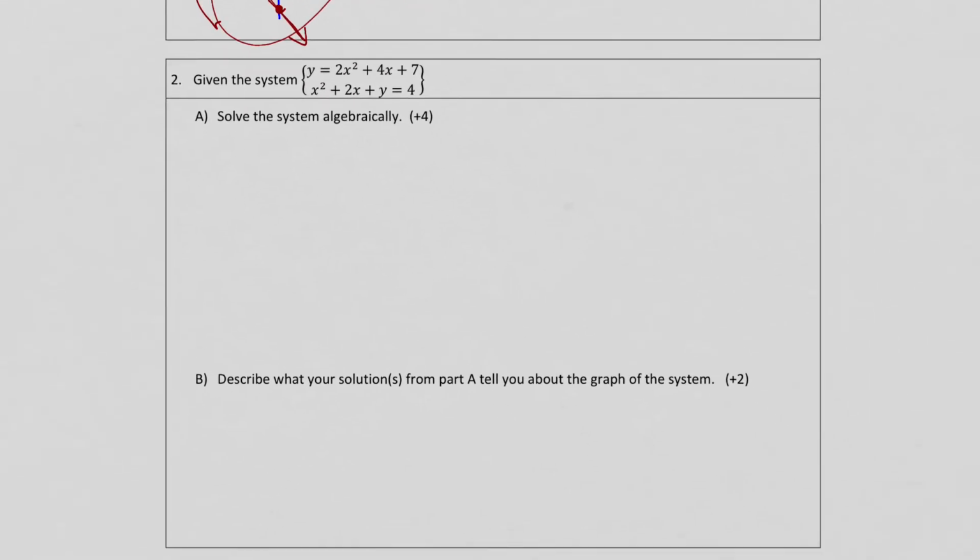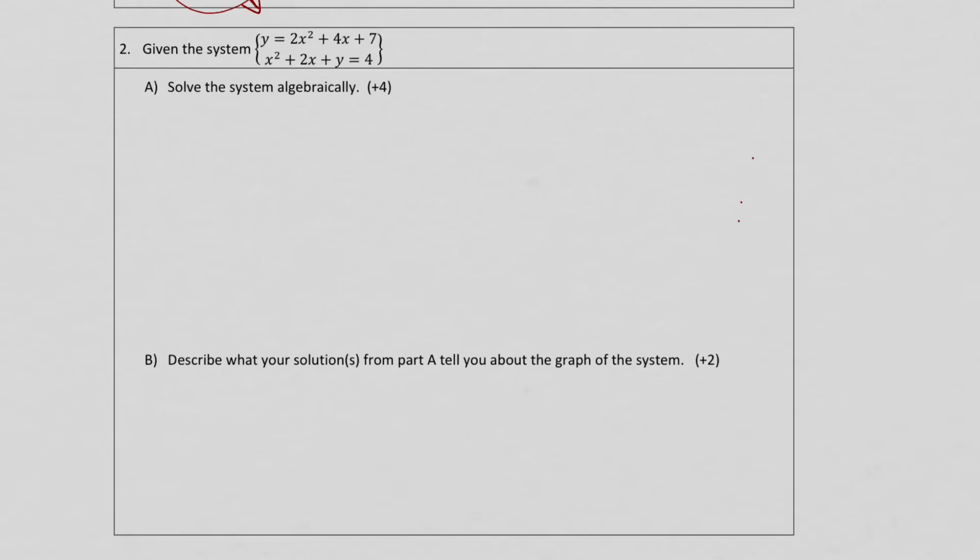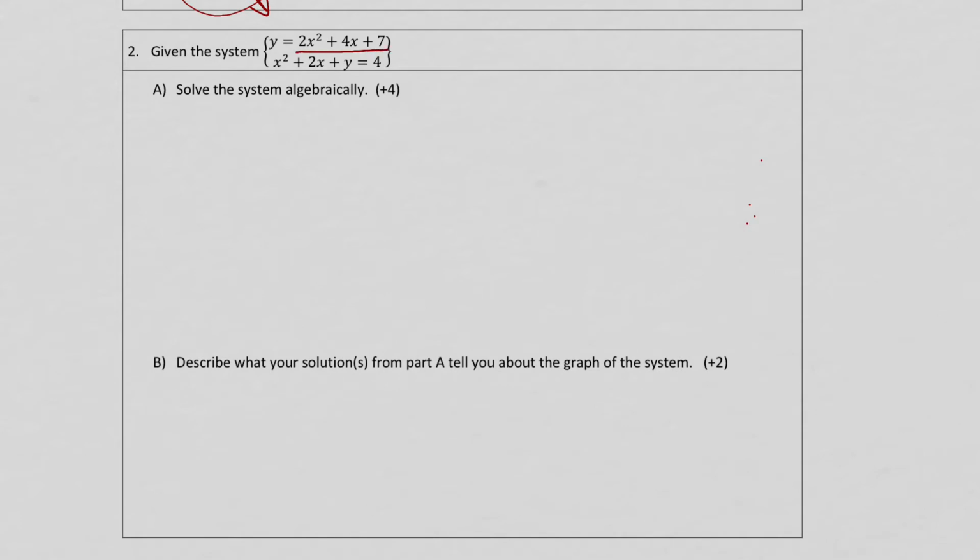All right, so number 2 gives you a system, and it says solve algebraically. Some of you set this up so you could do elimination. You'd have to rearrange some things because we need the x squared stacked together, the x's stacked together, the constants stacked together, and the y's stacked together. Or you could do substitution. Since y equals all of this, I'm going to substitute it in for y. If I rewrite that second equation, I get x squared plus 2x plus y, which is all of that top equation, so plus 2x squared plus 4x plus 7, and then back to the bottom equation, that equals 4.